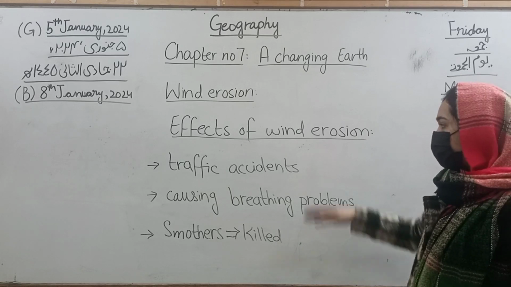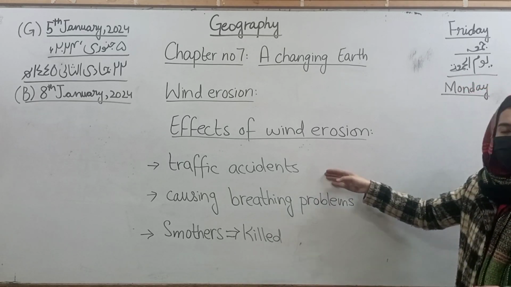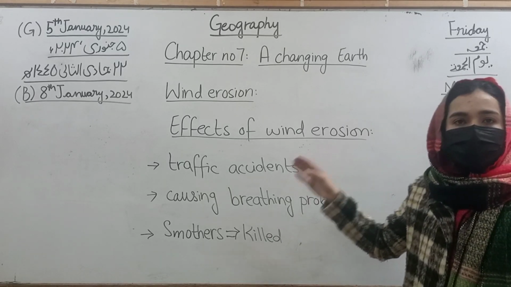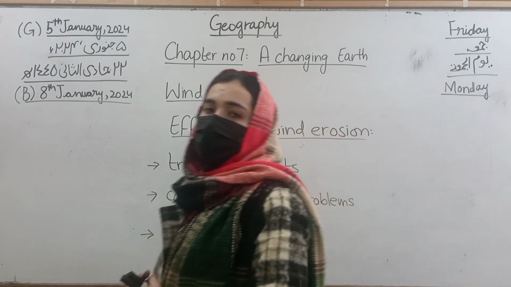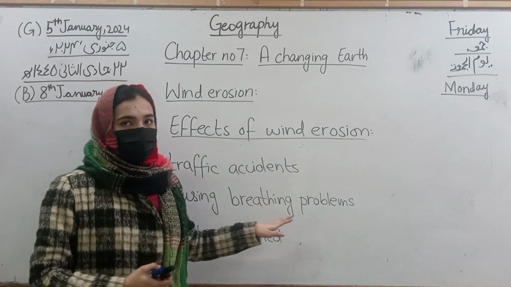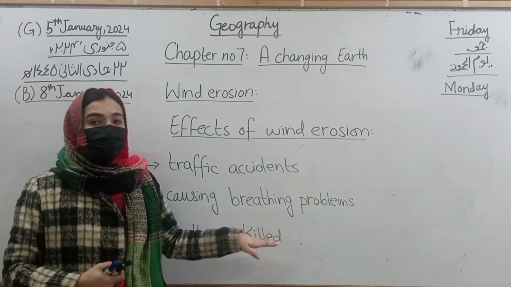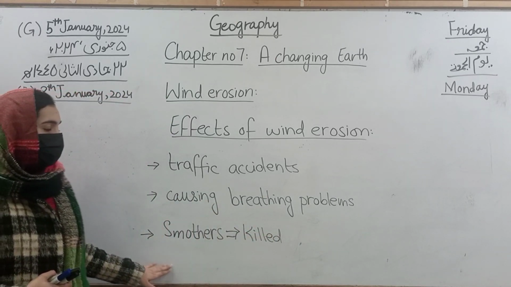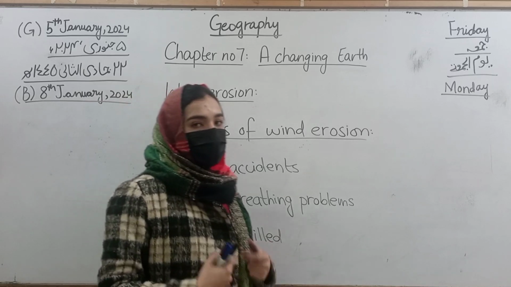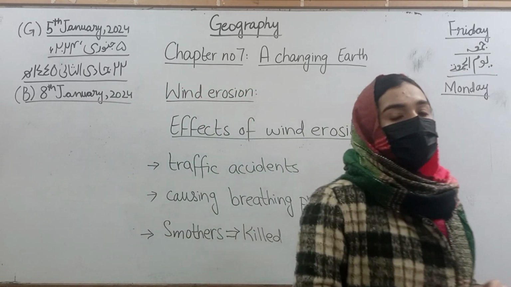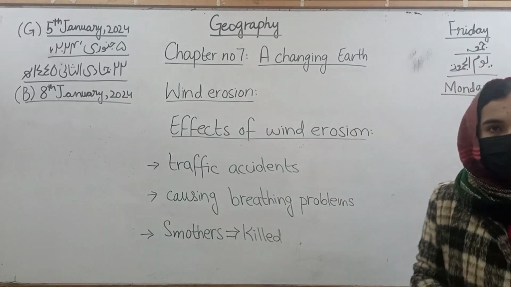So we can say that these are the effects of wind erosion and how it affects our lives: by causing traffic accidents due to less visibility from the dusty particles that spread in the air, by causing breathing problems due to these dusty particles, and by smothering the crops, like killing the crops by preventing the air from going into the soil.